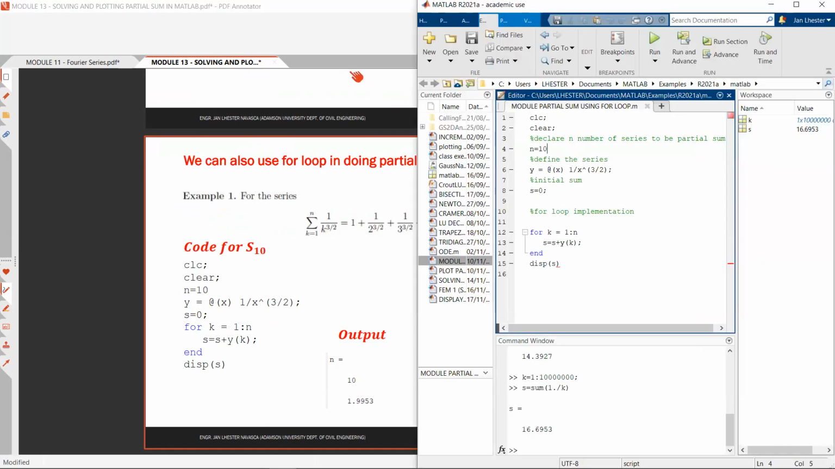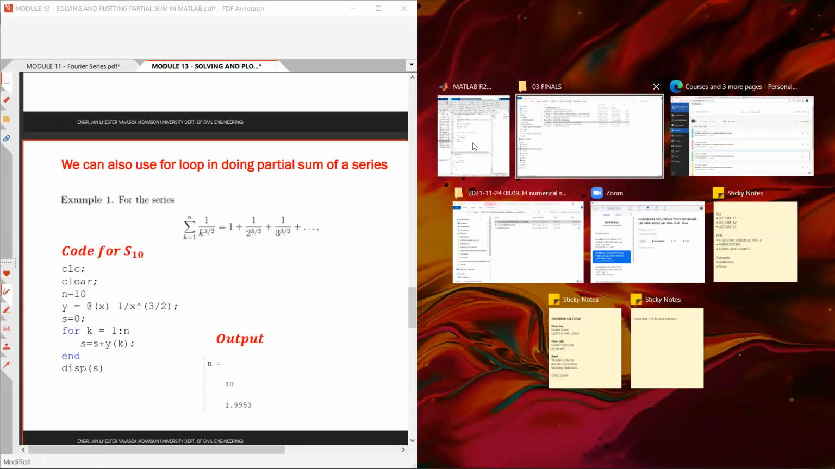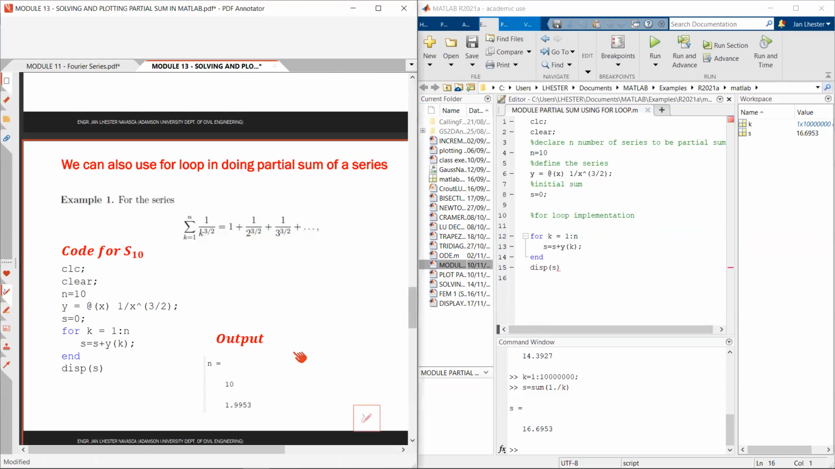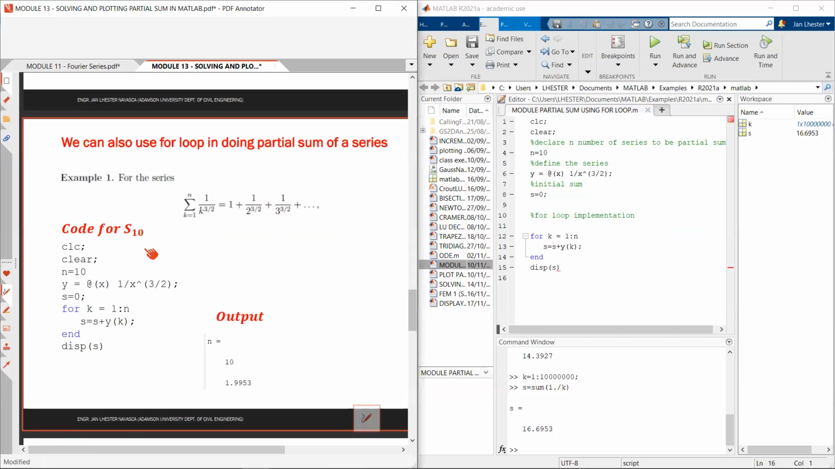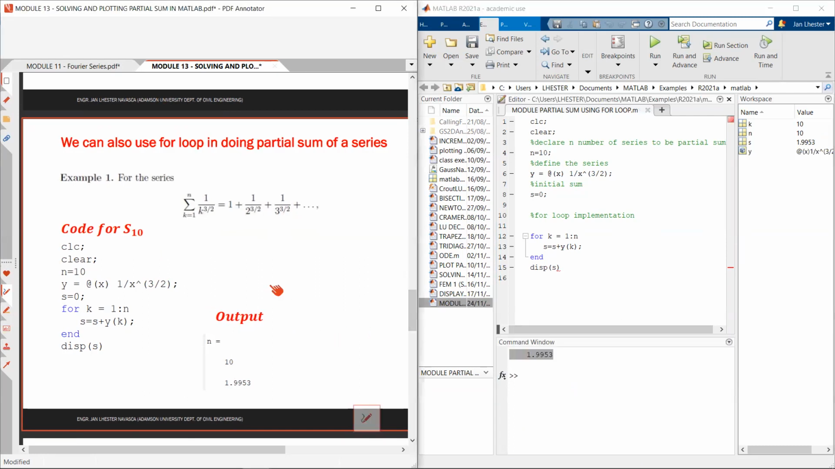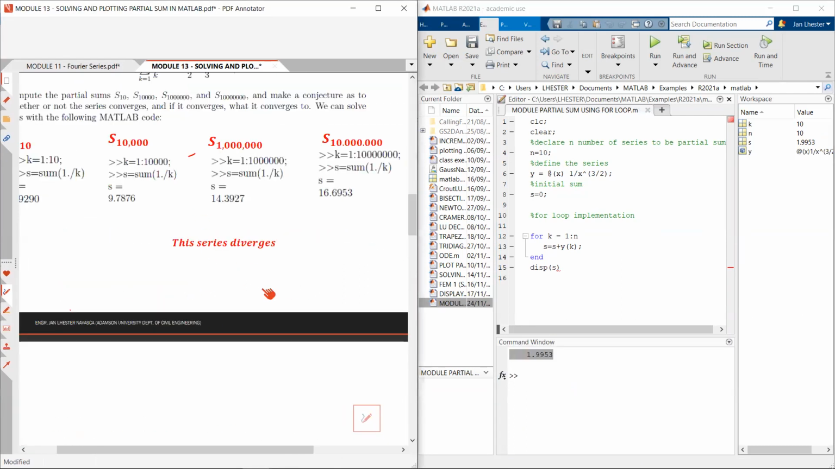So ito yung code natin. Side by side, this one. So ito yung code natin: clc, clear, n equals 10. Declare n number of terms of the series to be partial summed. Okay, then for loop implementation for k from 1 to n, s plus y of k. Then display of s. Okay, so gawin muna natin yung code for the partial sum up to 10 terms. So n is equals to 10. Okay, then control shift enter. You have 1.9953.